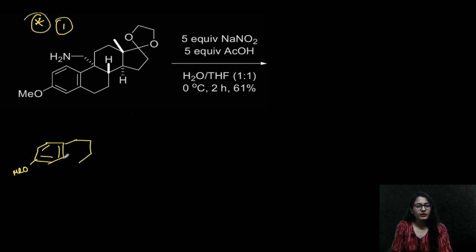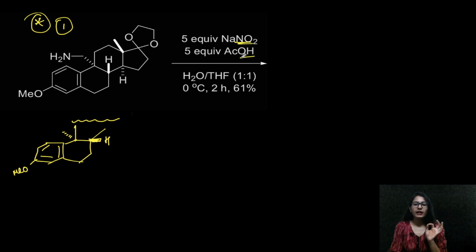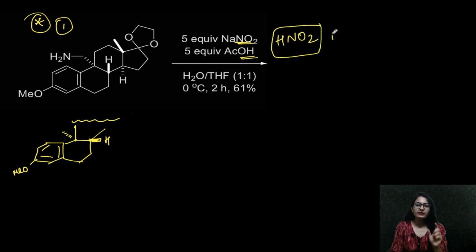So first of all, what are you going to target? You are just able to see that there is a hydrogen above the plane and there is a carbon which is below the plane. But first of all, there are 5 equivalents of NaNO2 and AcOH, any acid it can be, it is directly going to form HNO2 in situ. This is the in situ formation, meaning it is not added directly, it is formed within the reaction medium.